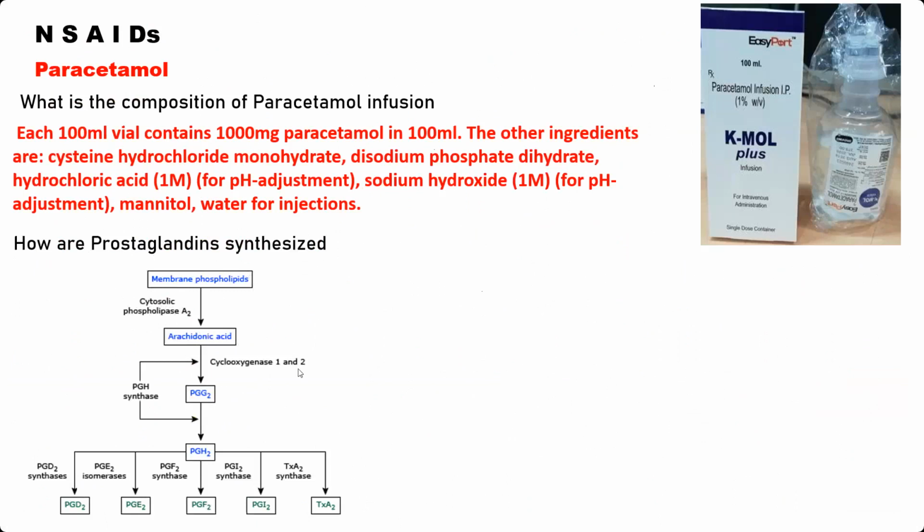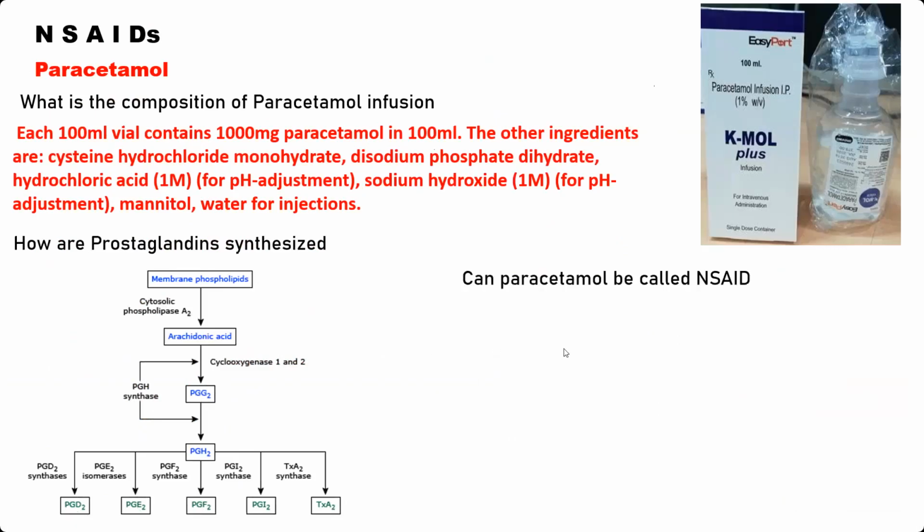Then arachidonic acid is acted upon by cyclooxygenase 1 and 2 enzymes, which produce prostaglandin PGG2, and PGH synthetase goes back, and from that you have all these varieties of isomerases, synthases, etc., finally leading to so many varieties of prostaglandins and also thromboxane A2. This much of end products are produced.